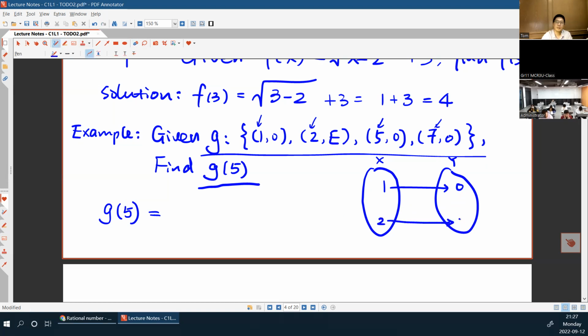2 is mapped to e. 5 is mapped to 0. 7 is also mapped to 0, right? So I want to find the image of 5. So where should you look? Can you find the image of 5 in this diagram or in this set? Can you find that? This checks your understanding of functions definition and functions notation.